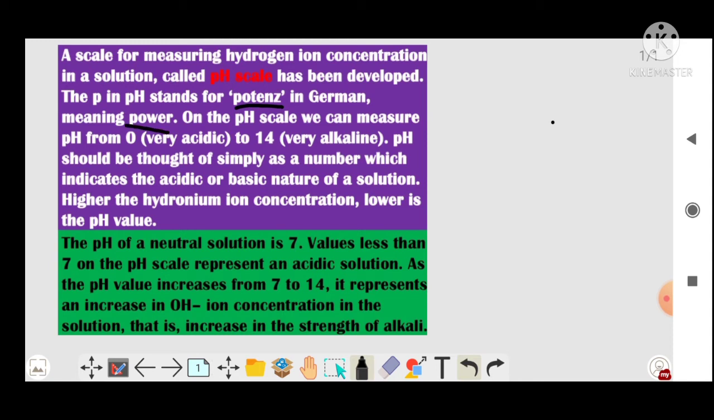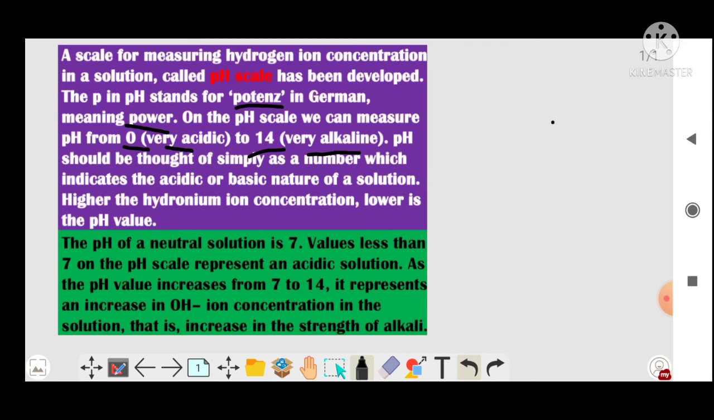The pH scale ranges from 0 to 14. 0 means very acidic and 14 means very alkaline. pH should be taught simply as a number which indicates the acidic or basic nature of the solution. The higher the hydronium concentration, the lower the pH value. This is the concept.